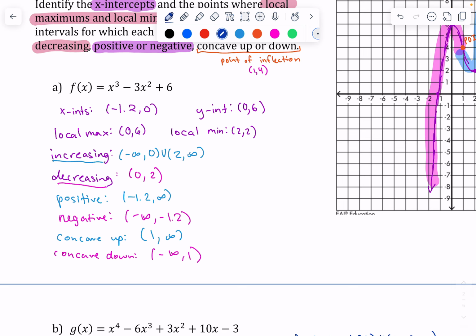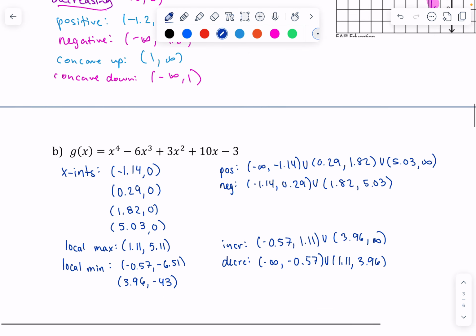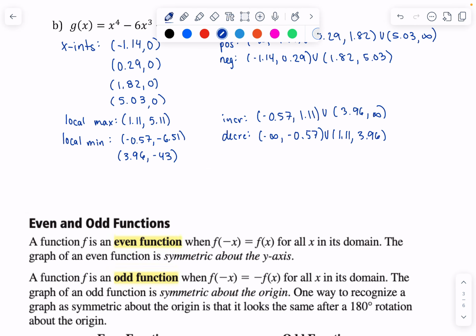Last thing then is the point of inflection. So remember, that's where we change from a U shape to an upside down U shape. If I look at my graph, all the way to the left, I see a right side up U, like a regular U shape, and then a downside U afterwards.